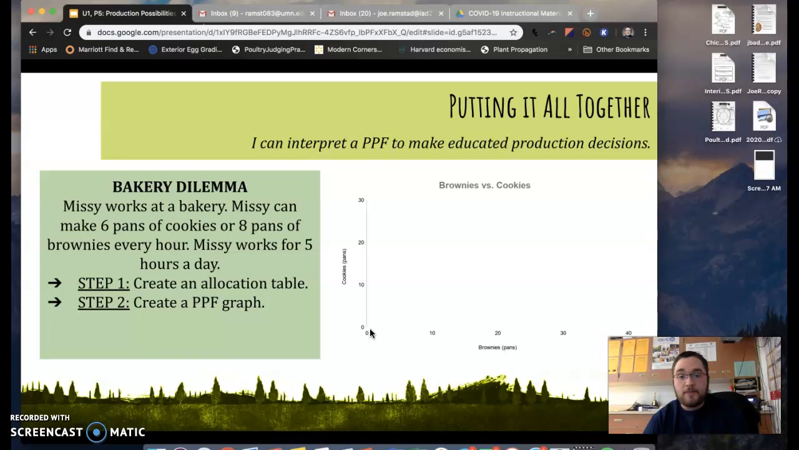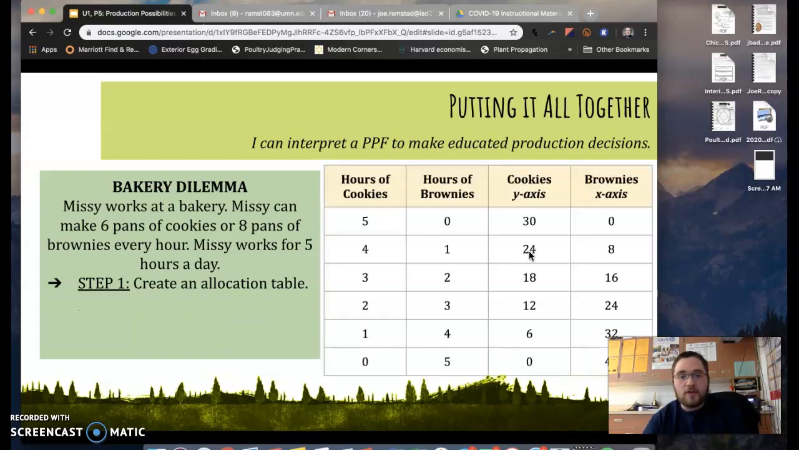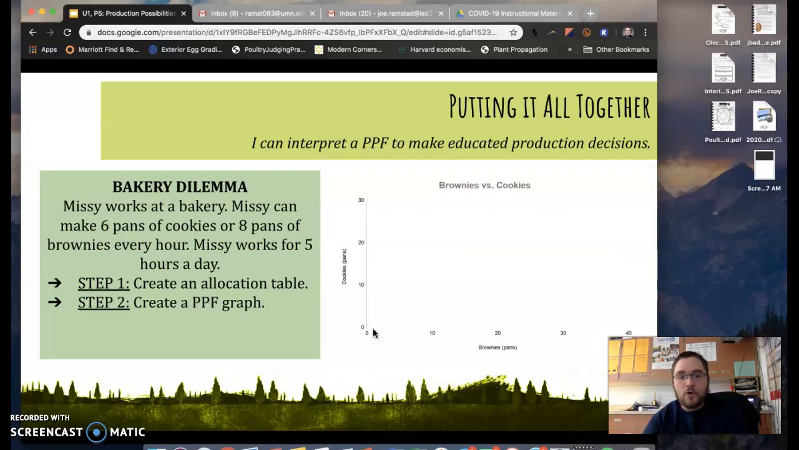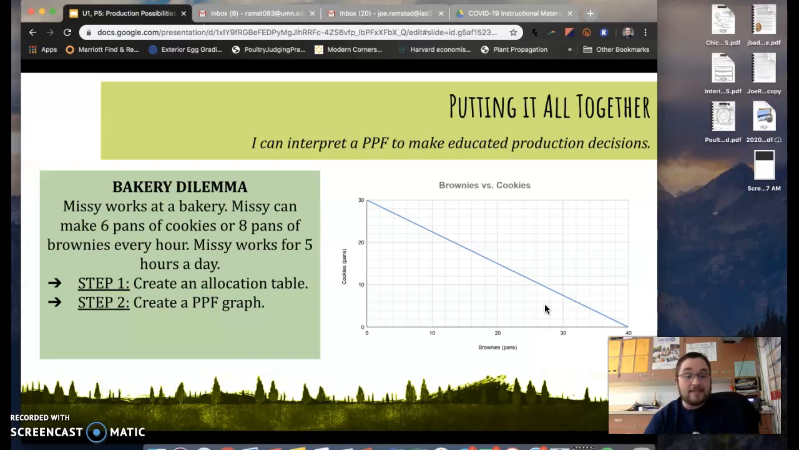So we go over here, we plot 30 cookies, 0 brownies. Go down to the next point, which is 24 cookies, 8 brownies. So 24 cookies would be somewhere in here, probably 8 brownies over here. And you're just going to go ahead and it will reveal a downward sloping trend like this. This is what your PPF graph should look like.